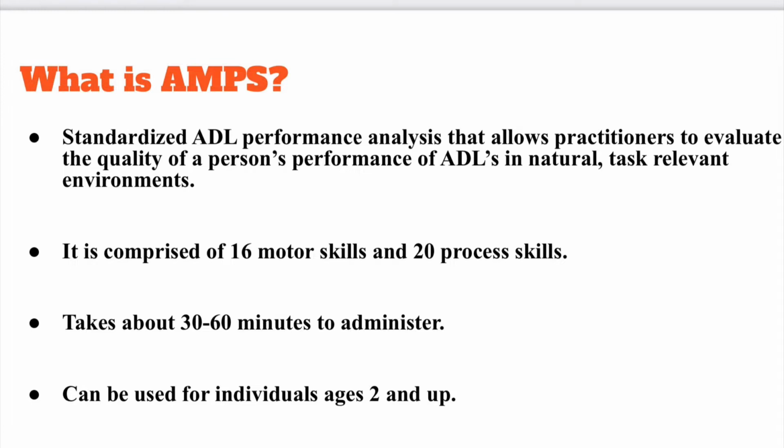It is different from other ADL assessments because the items scored on the AMPS are ADL performance skills. Performance skills are universal, goal-directed ADL motor and ADL process actions that are compiled to enact ADL task performances. More specifically, performance skills are the smallest units of observable actions that are linked together one after another in the process of executing a daily life task performance. The AMPS is comprised of 16 motor skills and 20 process skills.